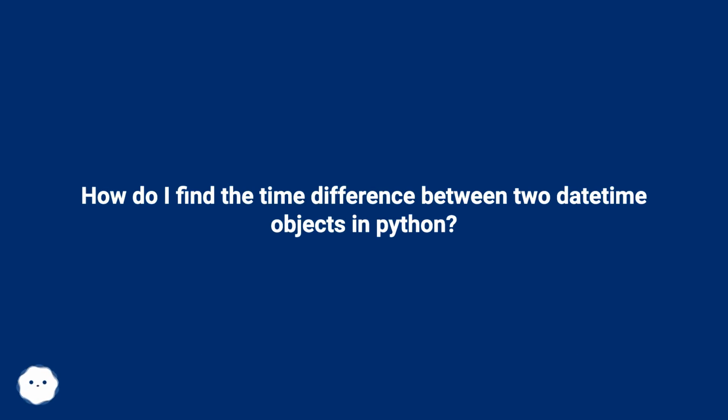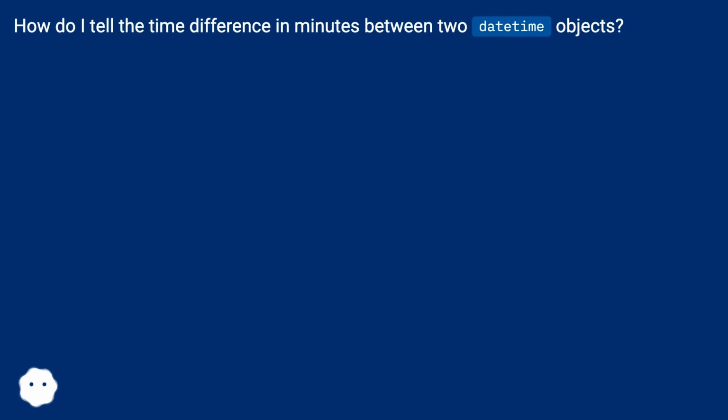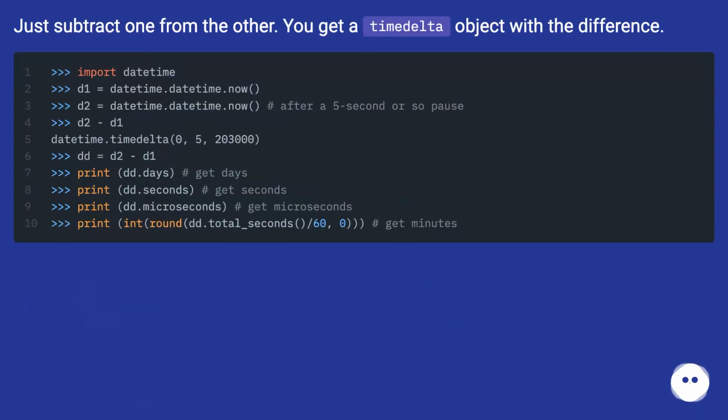How do I find the time difference between two datetime objects in Python? How do I tell the time difference in minutes between two datetime objects? Just subtract one from the other. You get a timedelta object with the difference.